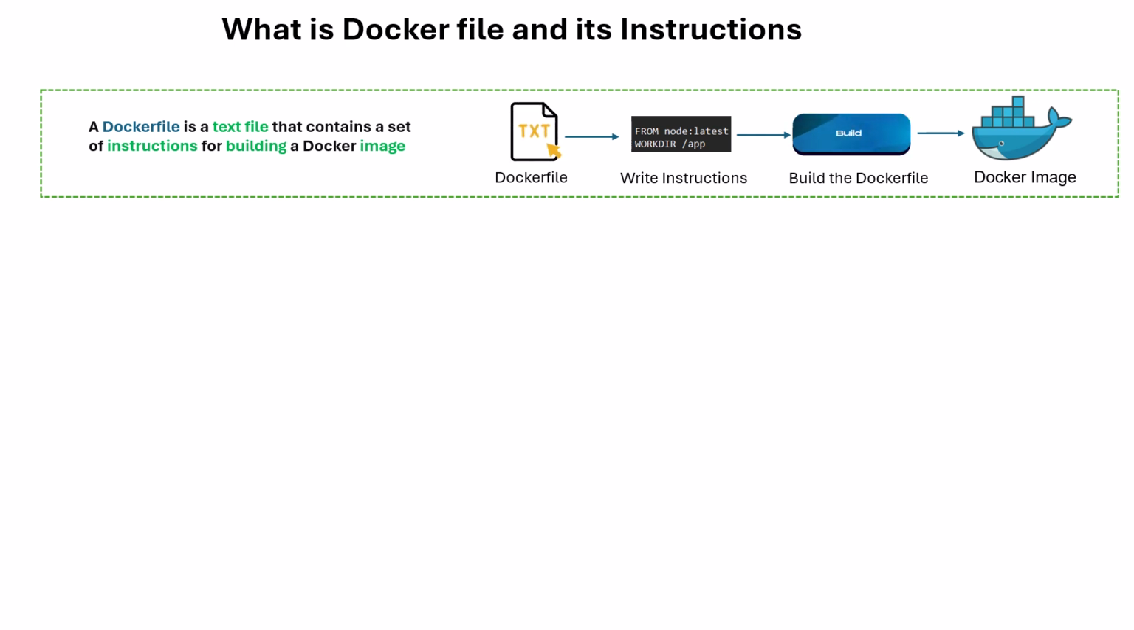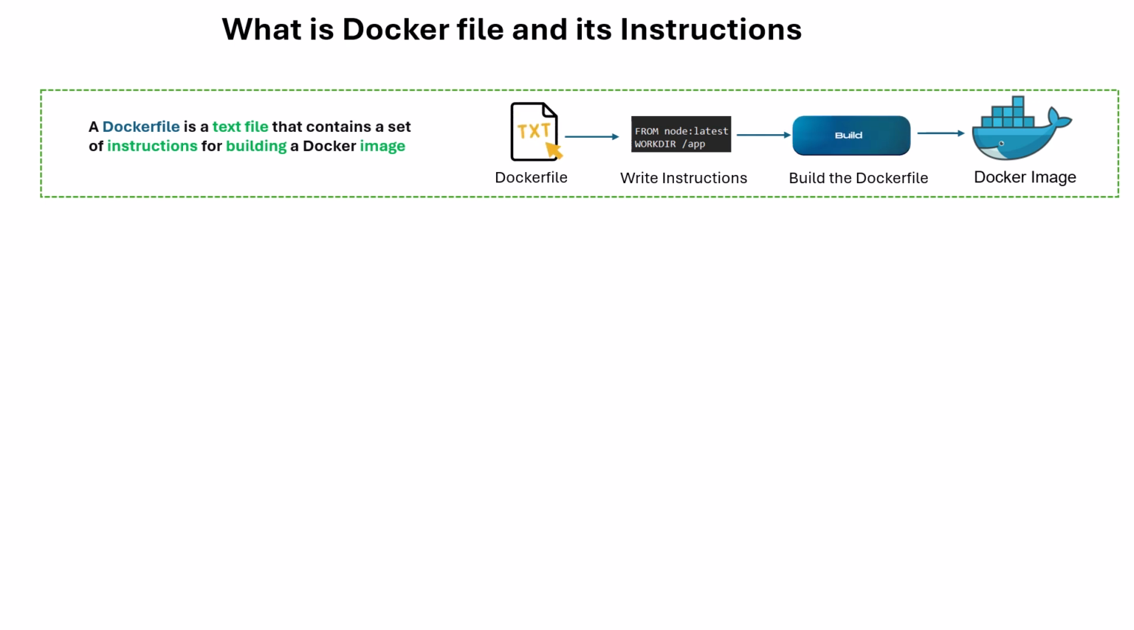Let us consider there is a file. It is a simple text file and we will be naming it Dockerfile. Once this text file is ready, the next step is to create some instructions, like FROM or WORKDIR. These are some of the commands or instructions that we write in the Dockerfile. Once these instructions are ready, the next step is to create a build. Once we build this Dockerfile using some Docker commands, the result is nothing but the Docker image.